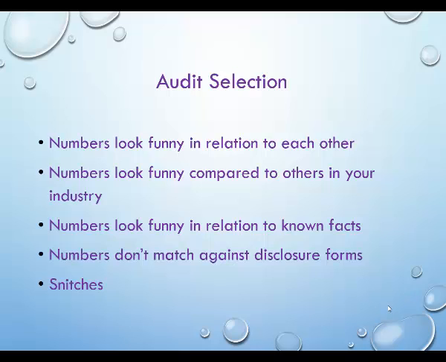If numbers look funny in relation to one another, if you have more sales returns than you have sales, you better be having a big recall year of something. You better be recalling like those Skechers tennis shoes that are supposed to tone your calves and stuff and results in a huge recall. Because it's almost impossible to have more sales returns than sales. So if numbers look funny in relation to each other, that's a sign you may be audited.